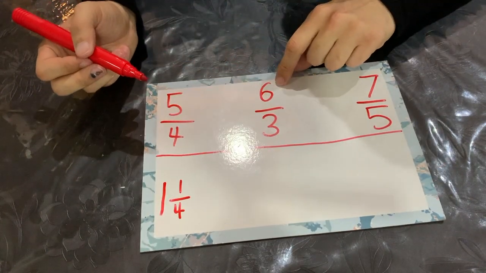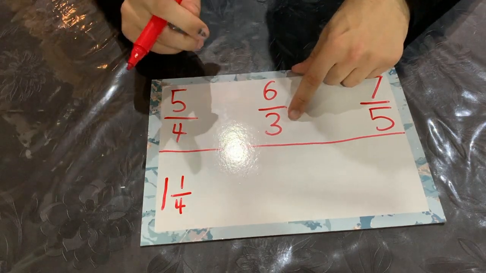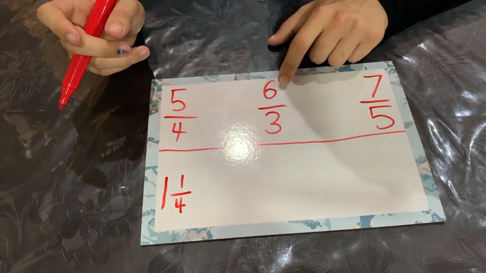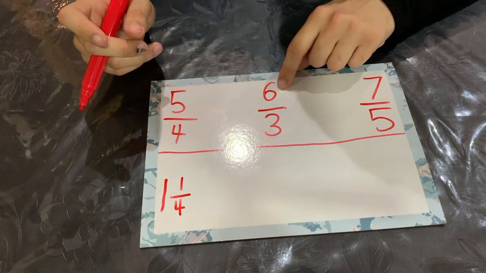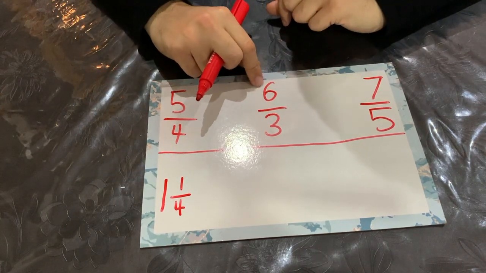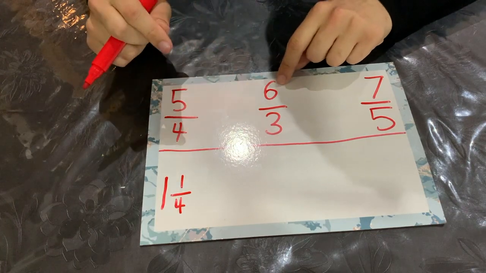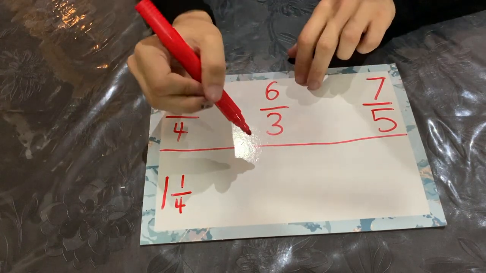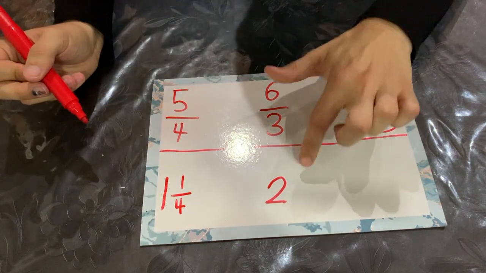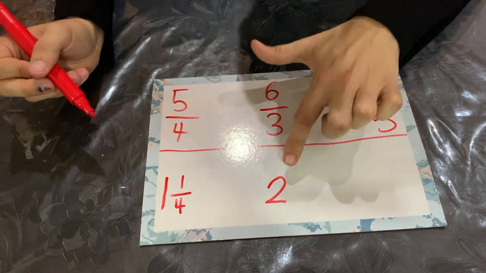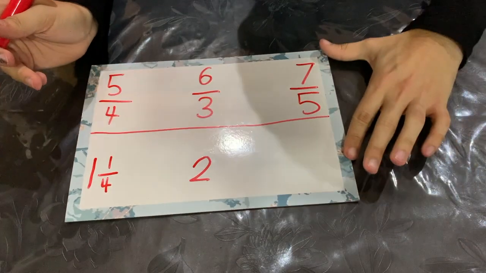6/3. I can't have 6/3 because that'll be more than 1. So I know that 3/3 will be 1, and another 3/3, because I can see that my number is 6, will make 2. So really, 6/3 is the same as 2. So this is not a fraction because it can be a whole number. And I've got one more here.